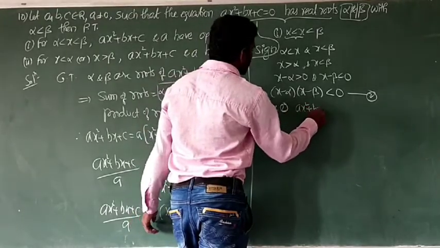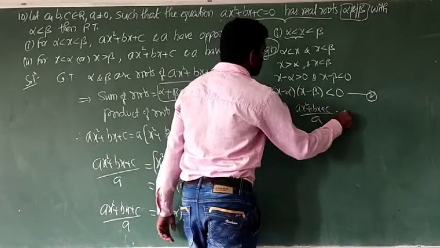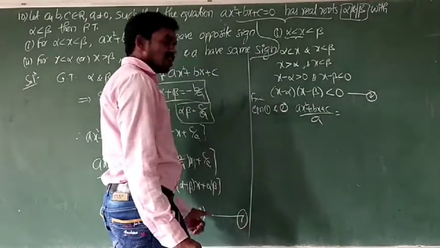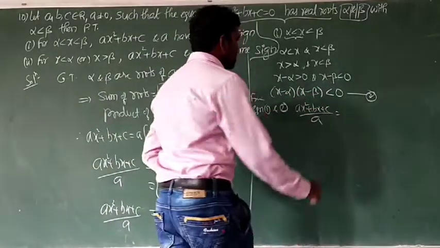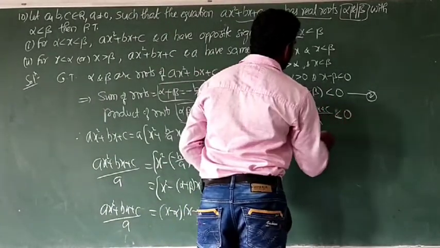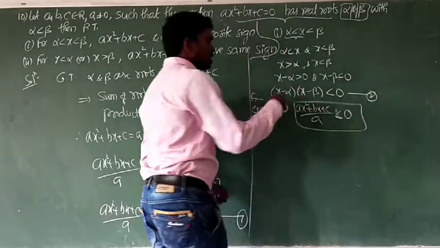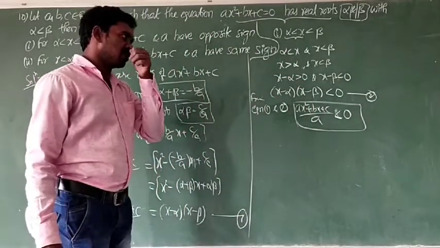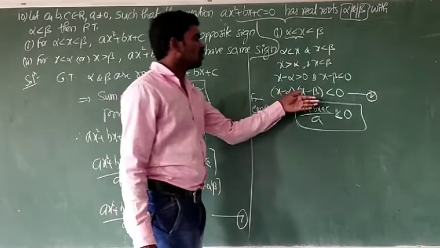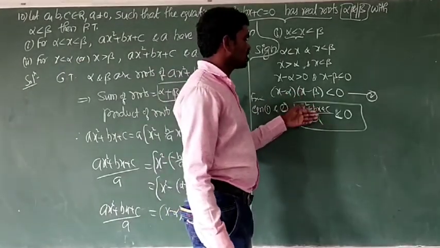(ax square plus bx plus c) by a is equal to x minus alpha into x minus beta, whose value is less than 0. So we got (ax square plus bx plus c) by a less than 0. Means what? What about the sign of these two functions?